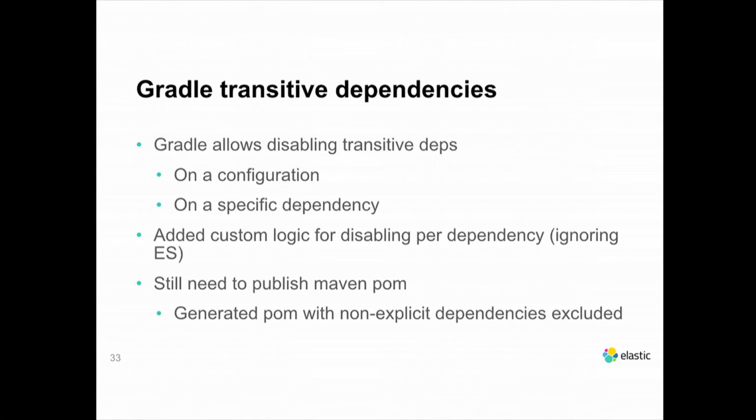Now we still wanted to publish a POM to Maven. We still wanted the system to work in Maven. And when we published that POM, we did some tricks to make it so that turning off these transitive dependencies was reflected in the POM. They used to not be. I think in maybe 2.13 or 2.14, this is actually there by default in Gradle, but it used to not be.